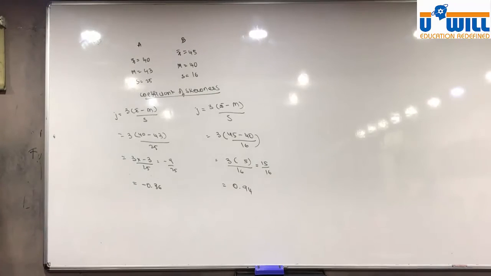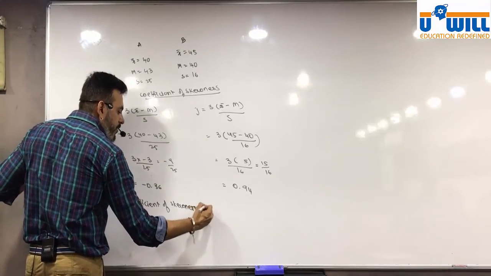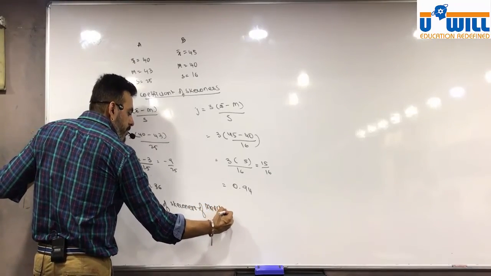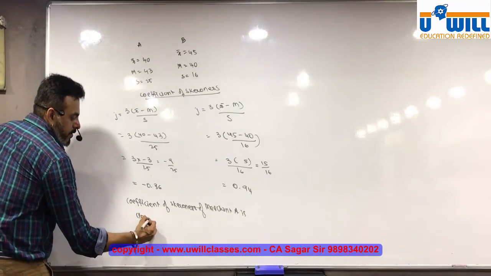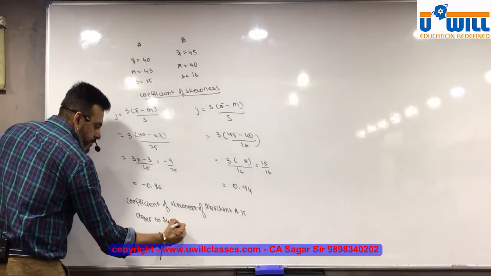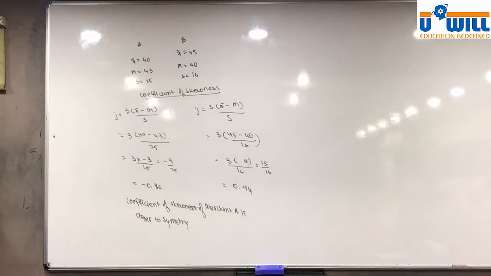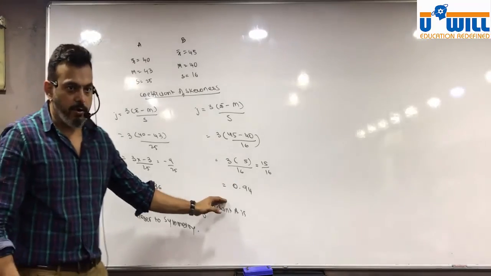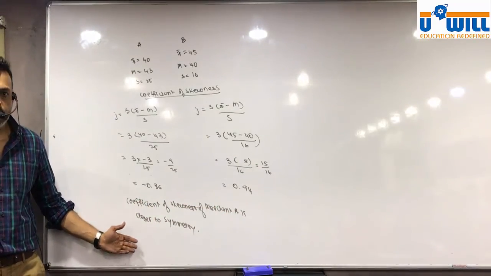Okay, so write. The coefficient of skewness of merchant A is closer to symmetry. Now sign doesn't matter to us. We have to see which one is nearer to zero. Understood this? Okay.